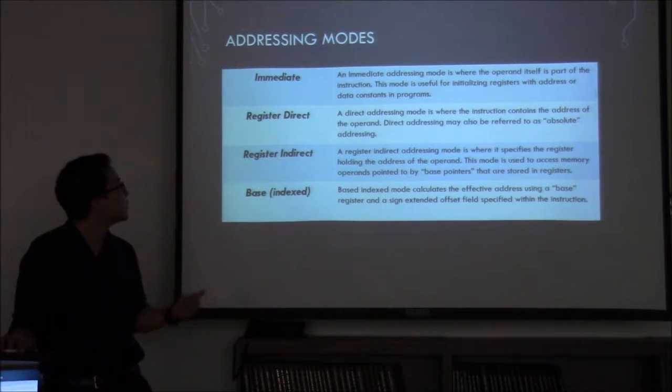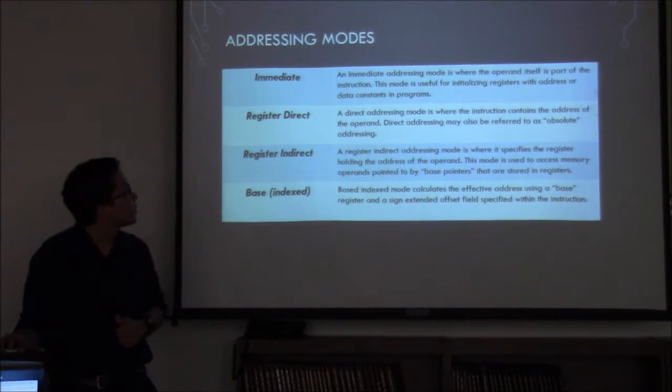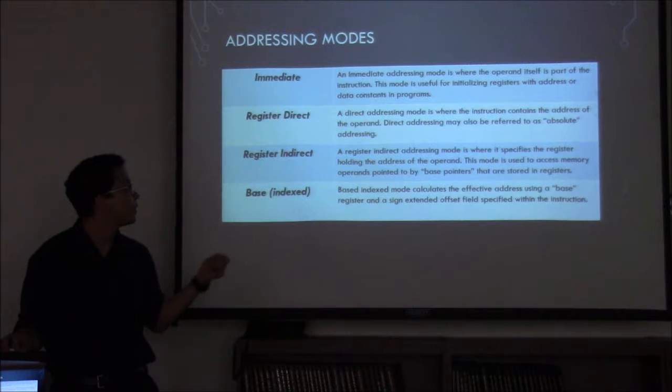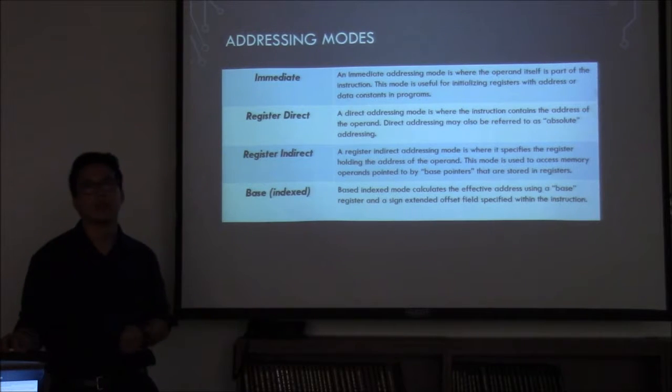We also use register direct. Register direct is a direct addressing mode where the instruction contains the address of the operand. Direct addressing may also be referred to as absolute addressing. Register indirect addressing mode is where it specifies the register holding the address of the operand. This mode is used to access memory operands pointed to by base pointers that are stored in registers.